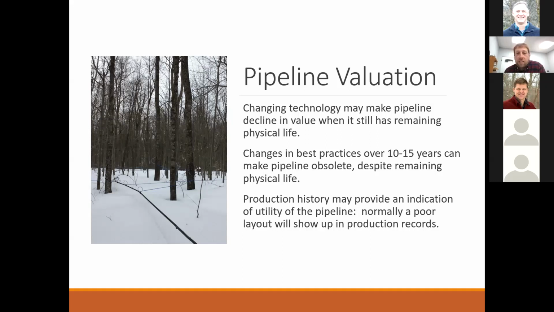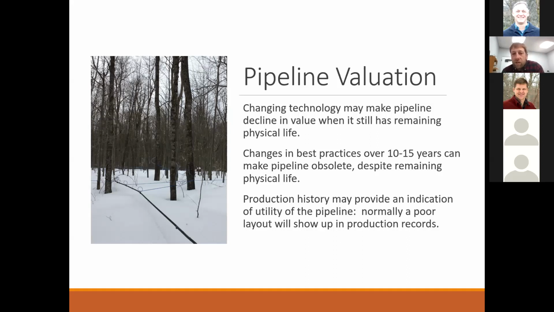In changes in best practices, a 10 to 15 year time period can make pipeline obsolete, even though it has remaining physical life. The differences in layout over the past 10, 15 years can make some nice looking pipeline obsolete. And I've seen producers tear out 10-year-old pipeline because it just isn't where it should be. The theory about how you lay out pipeline has changed a lot in the last 10 years, and that can impact the value of pipeline that's in the woods now.